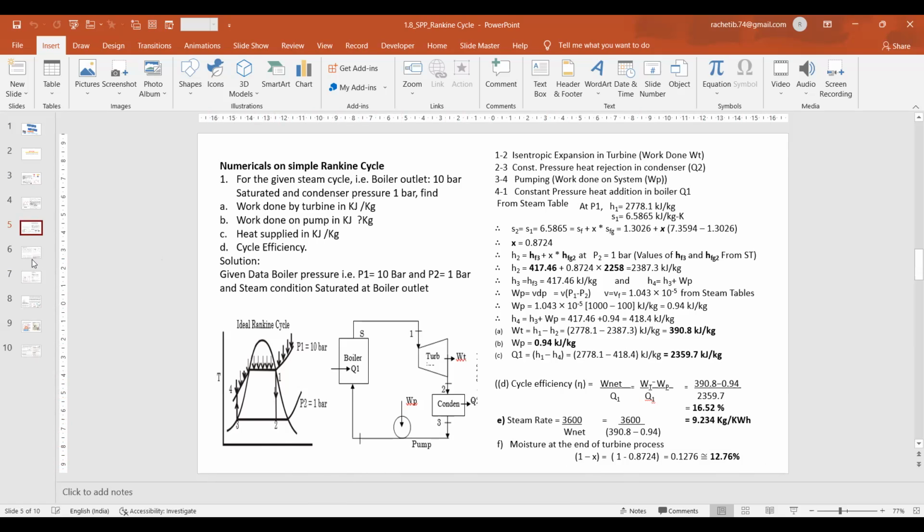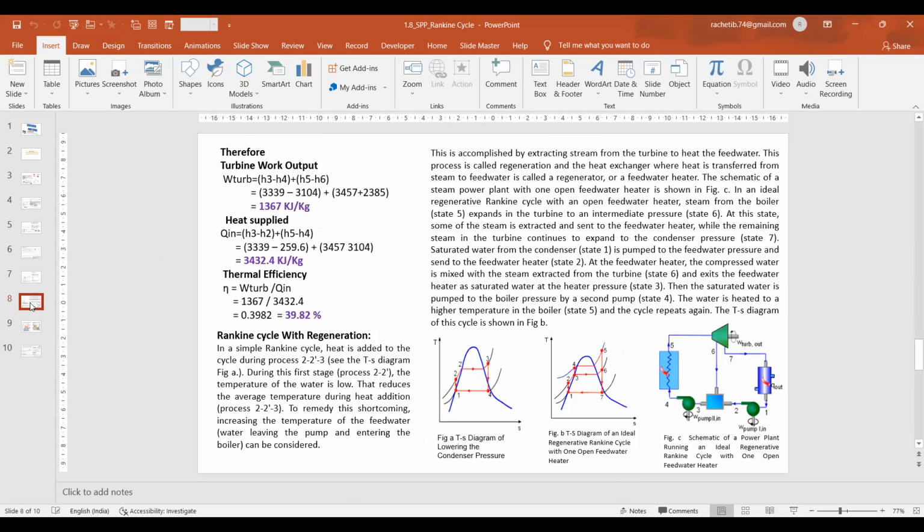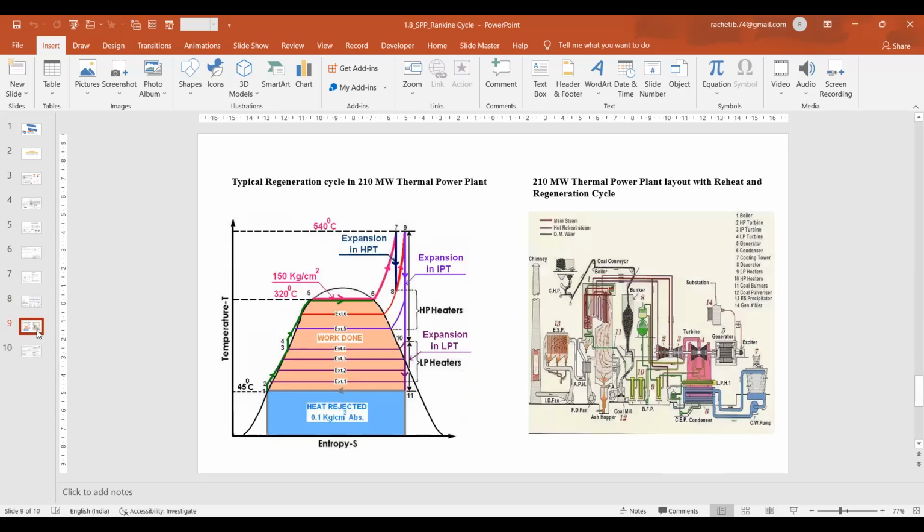Just correct it. Now we'll go directly to the slides, by which you can get a clear idea of the reheat, regeneration, and simple Rankine cycle. Again, I am telling you to keep this in mind while solving the problems on the reheat, regeneration, or simple cycle.